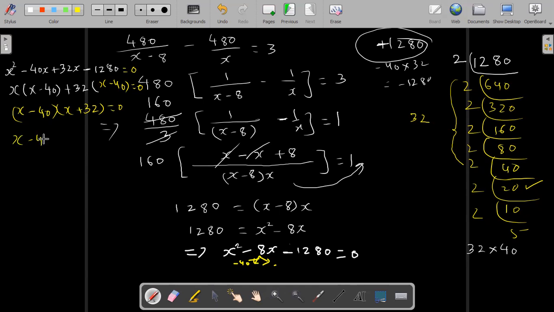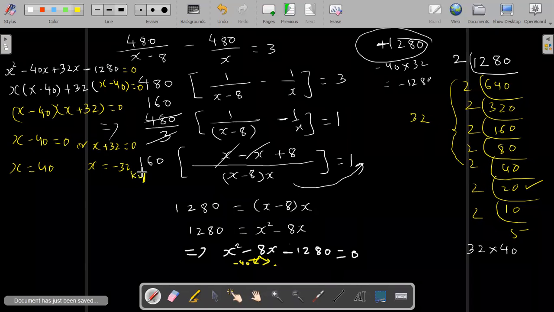So x minus 40 equal to 0 or x plus 32 equal to 0, and x is equal to 40 or x is equal to minus 32. So minus 32 kilometers per hour is not possible. Negative speed is not possible. So we will discard this value. Therefore, we got x is equal to 40 kilometers per hour.